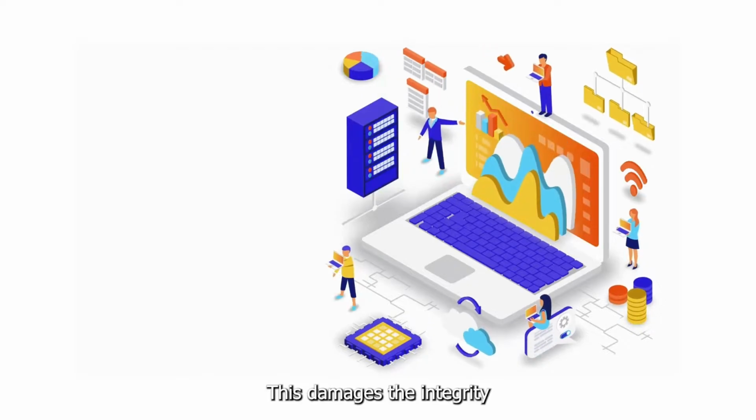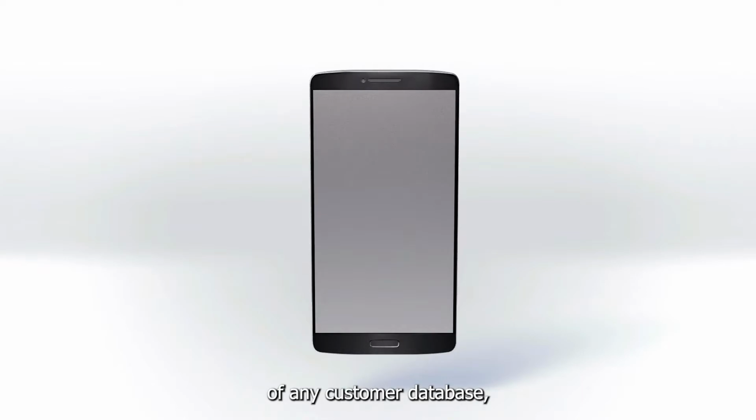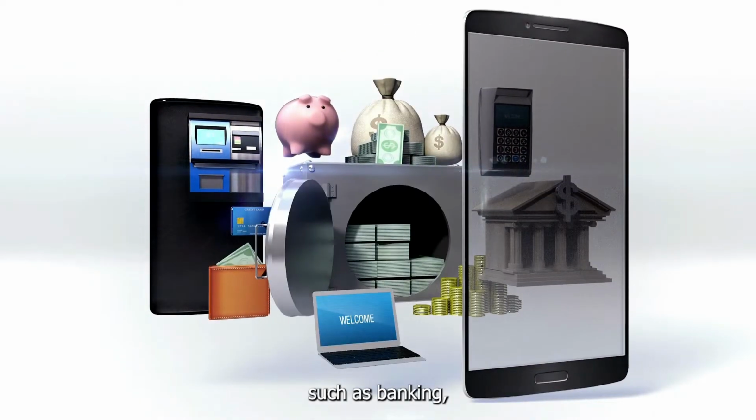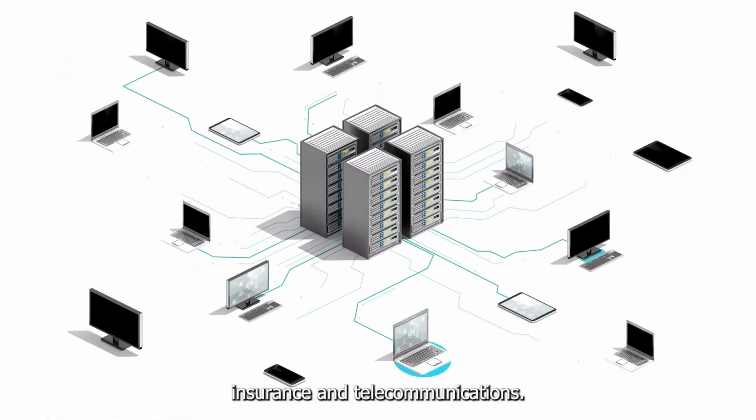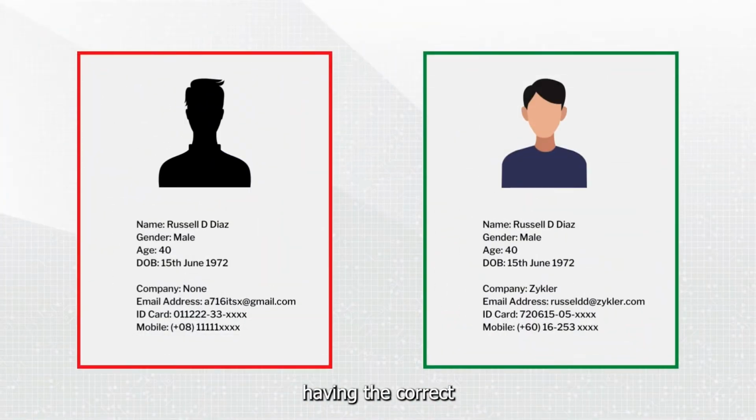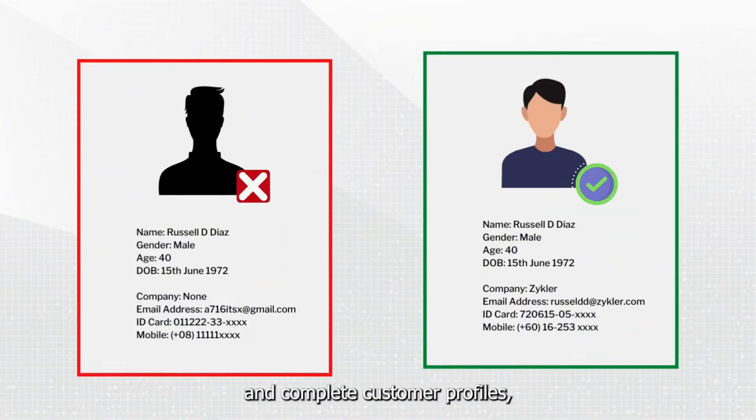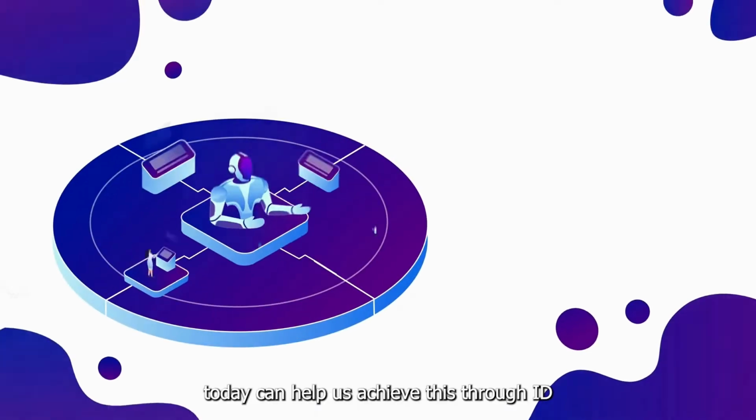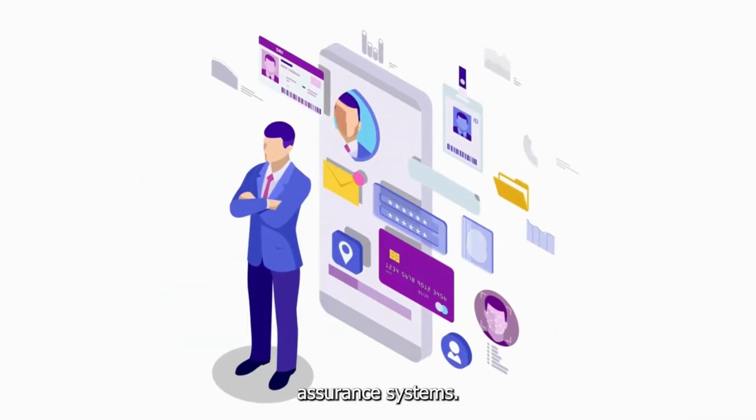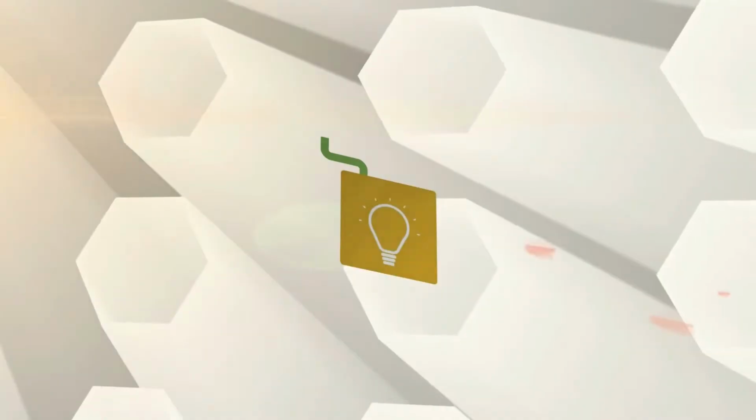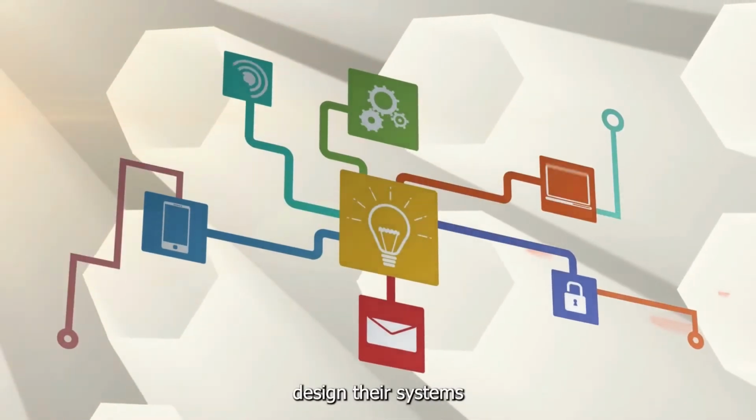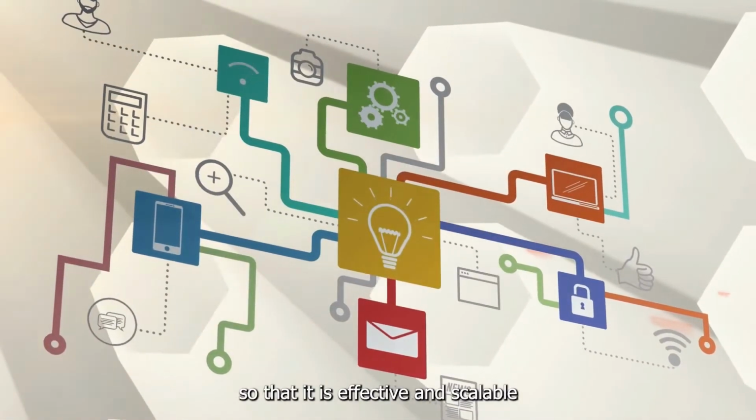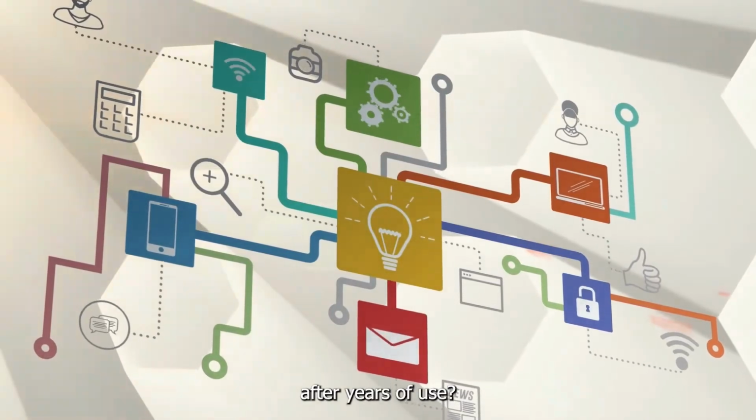This damages the integrity of any customer database, affecting major industries such as banking, insurance and telecommunications. Digital businesses today prefer having the correct and complete customer profiles. And technology today can help us achieve this, through ID assurance systems. However, how should companies design their systems so that it is effective and scalable after years of use?